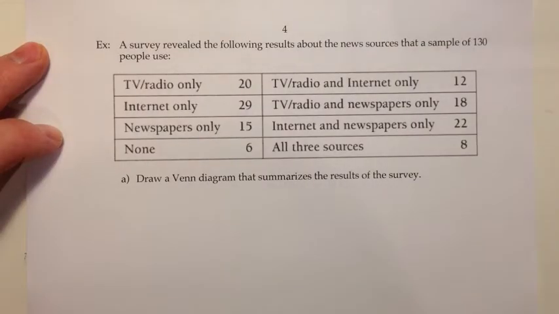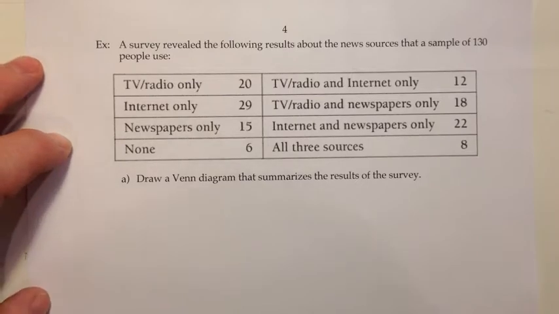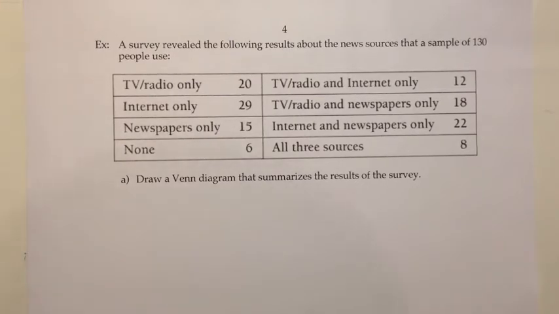Okay, continuing on with section 1C from Bennett and Briggs. We just finished up drawing a Venn diagram to illustrate a situation with two different variables, and now we want to move on to one that has three. So a survey revealed the following results about the news sources that a sample of 130 people use.